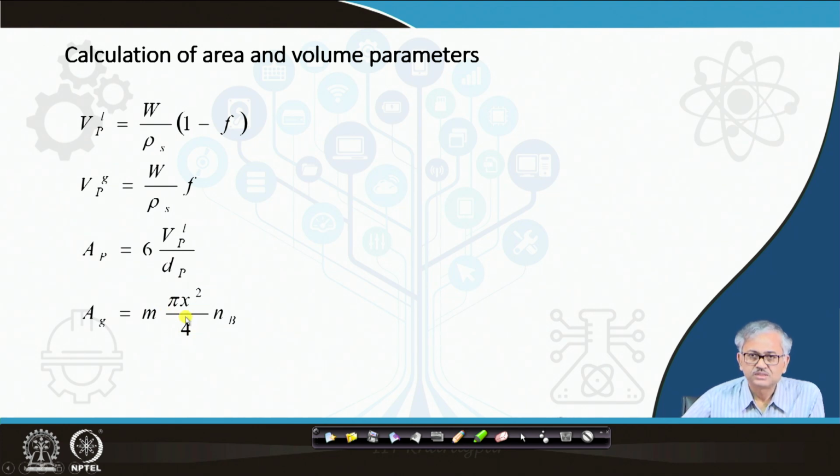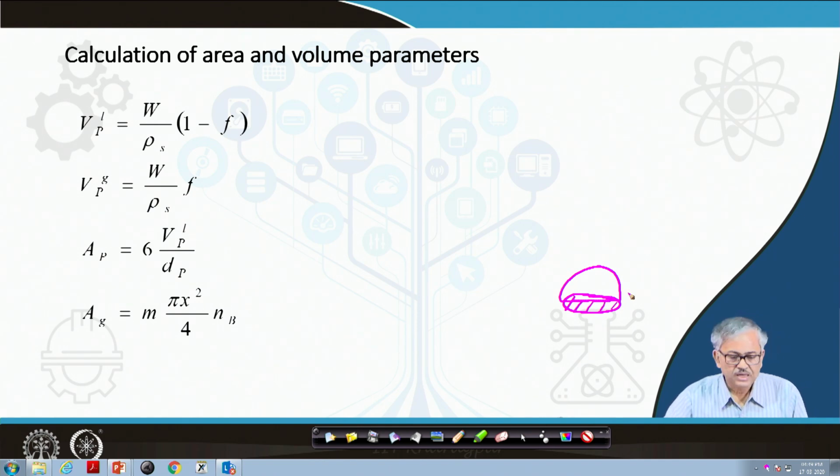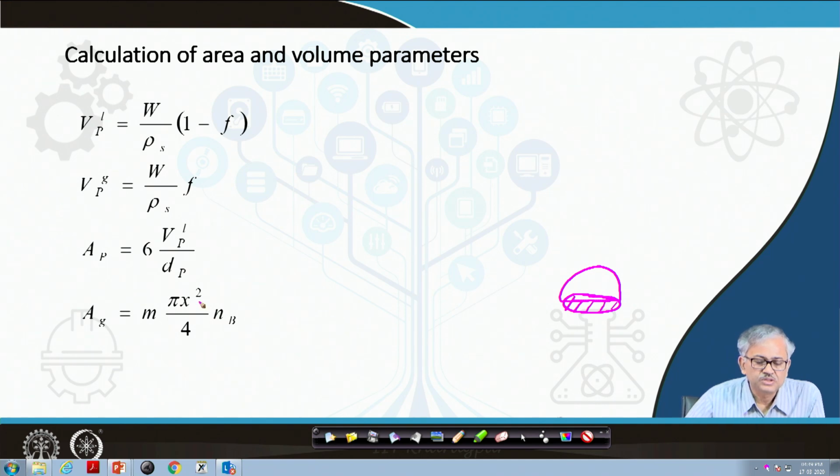Okay, and the area means basically, if you have a free rising bubble, this is the free rising bubble, and this area we are considering is the bottom area. This area can be given by pi x squared by 4, where x is the diameter of the base of the spherical cap bubble. Okay, so this is the area.